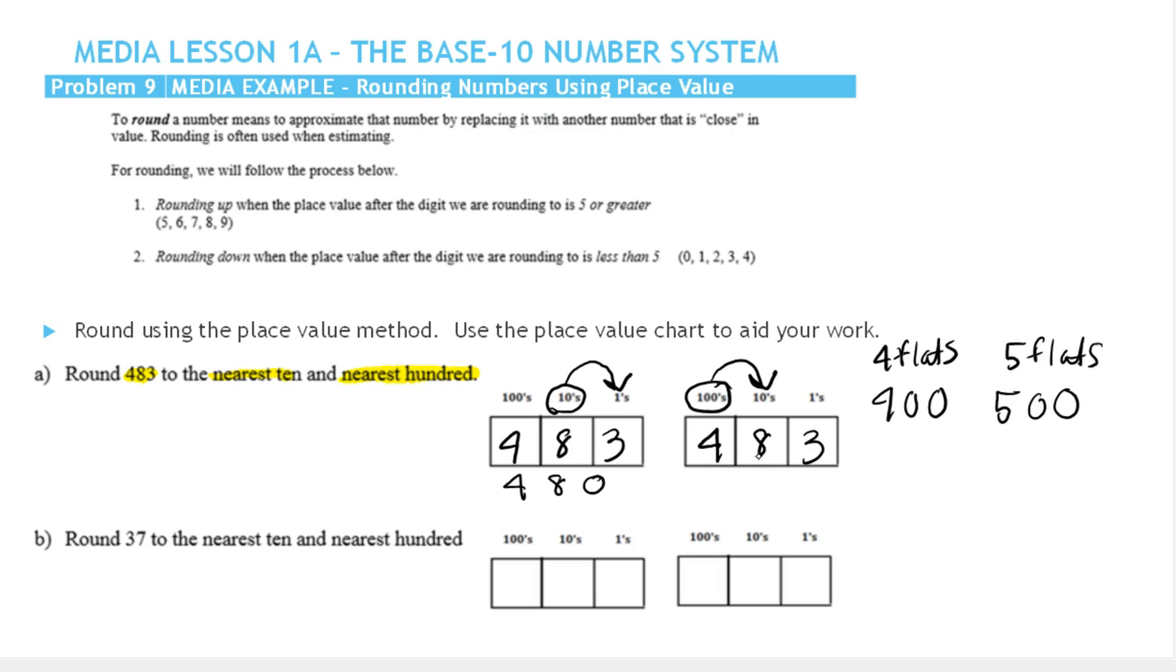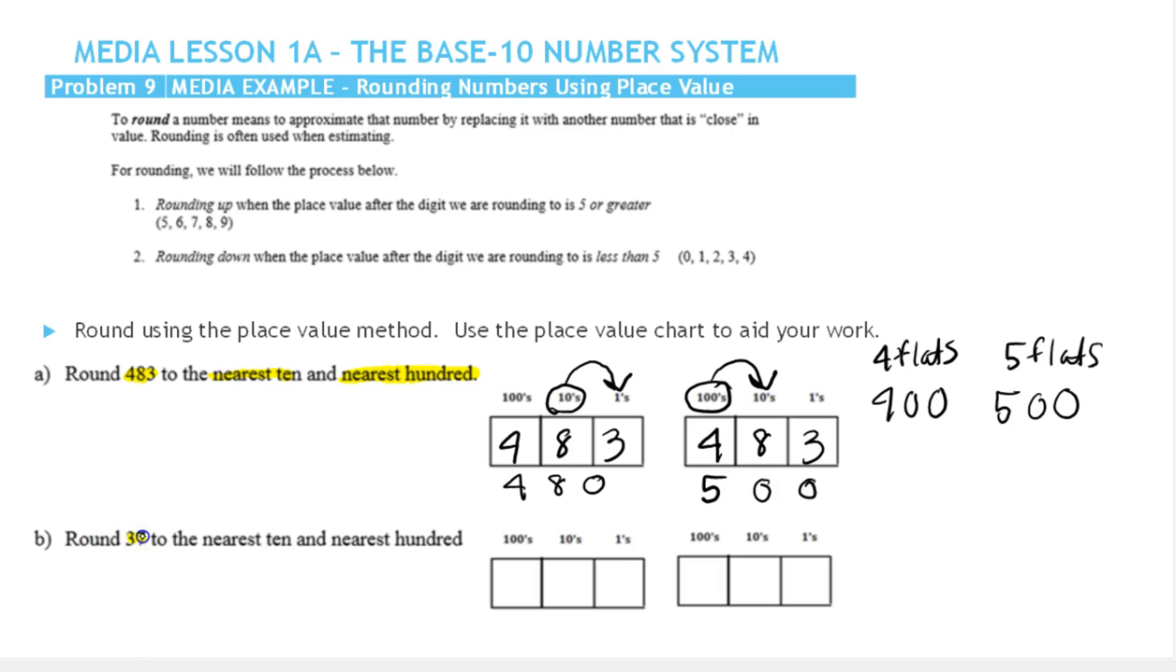So rounding up means you add 1 to the place value you're rounding to, so that's 5, and then you replace the remaining numbers with 0. So notice 483 is closer to 5 flats, or 500. So it's 17 away from 500, it's 83 away from 400, so it's closer to 500. Let's look at the next one.